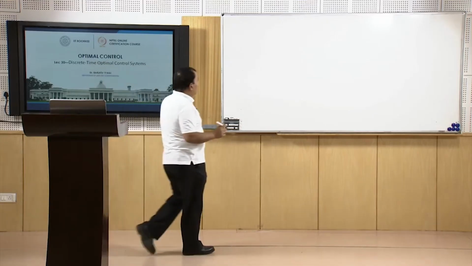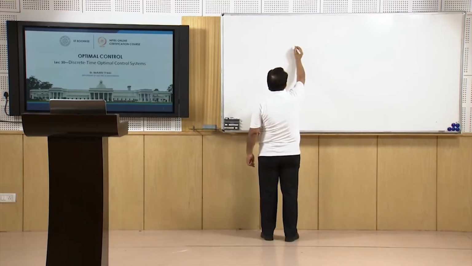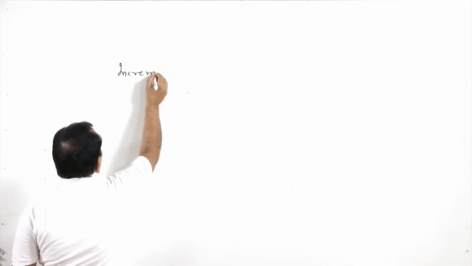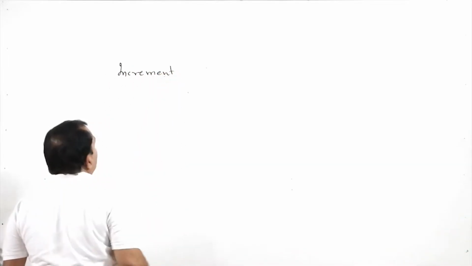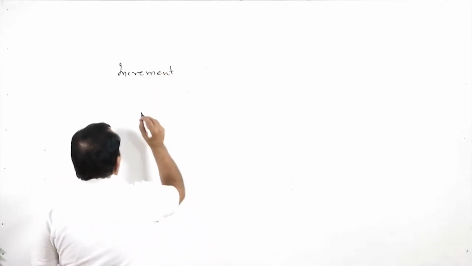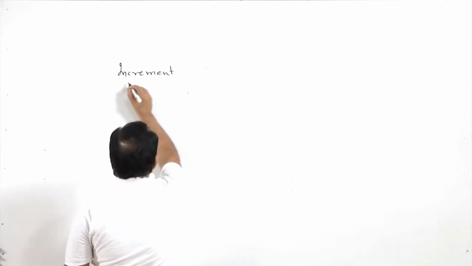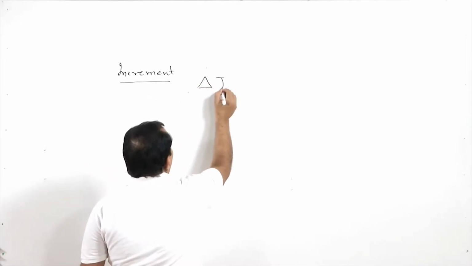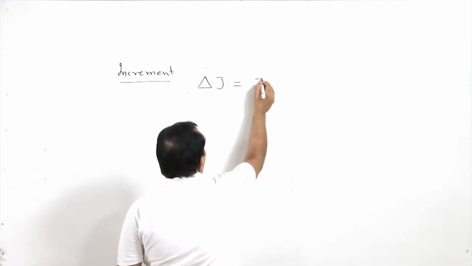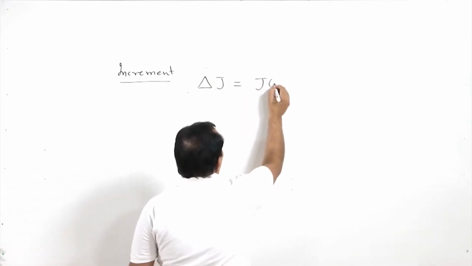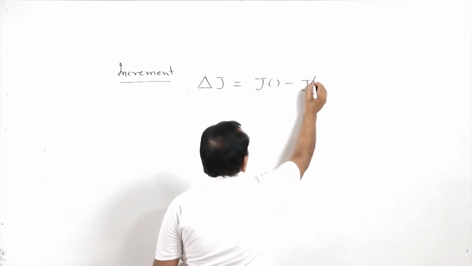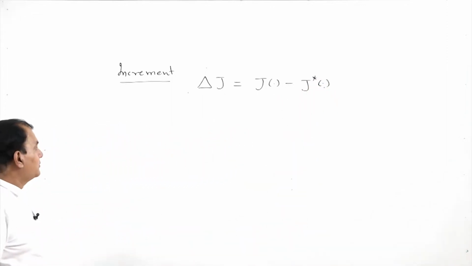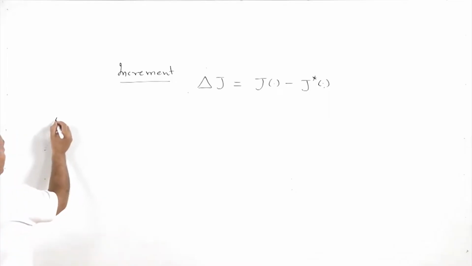So, for the given value of the j and j star, we find out the first increment, and the increment is defined as delta j, this is the j minus j star. So, what can I write for delta j?